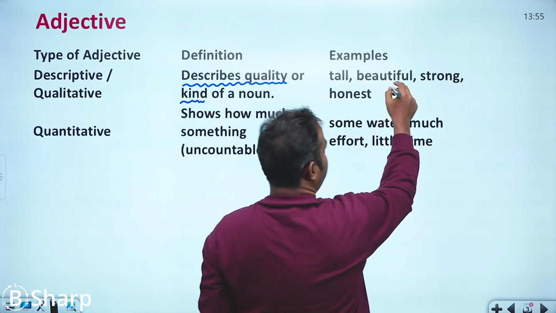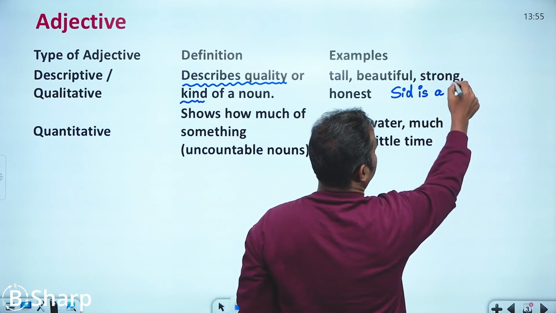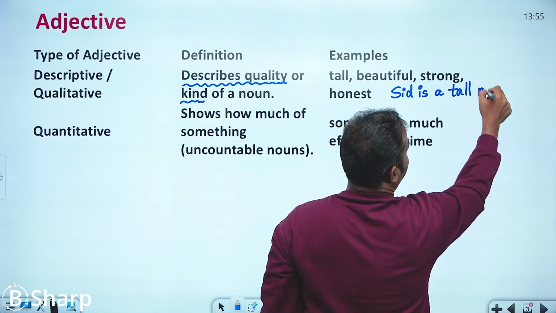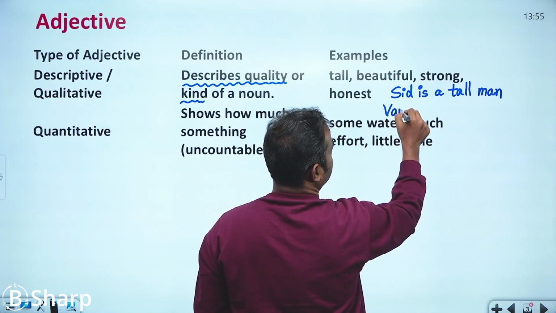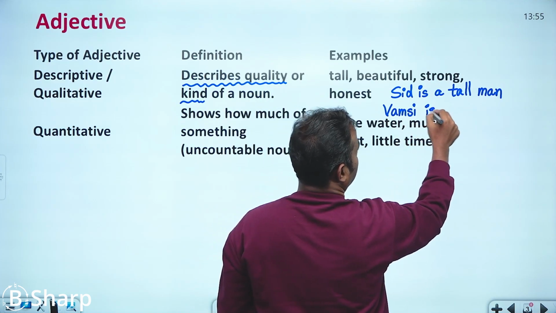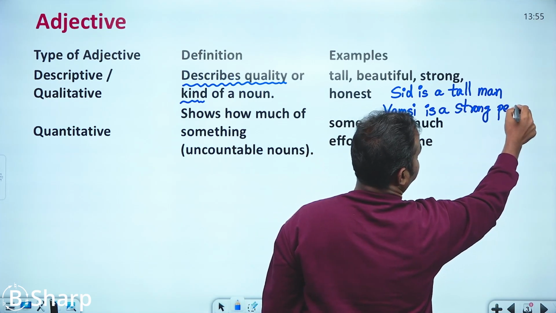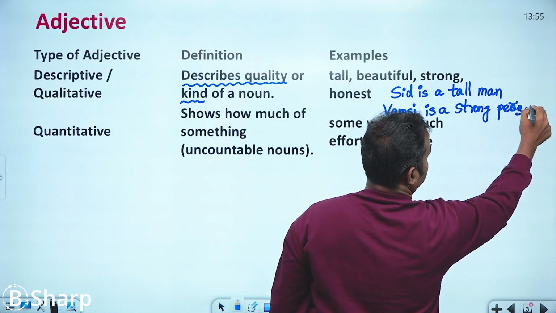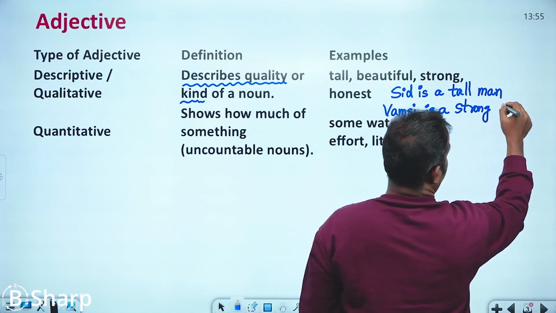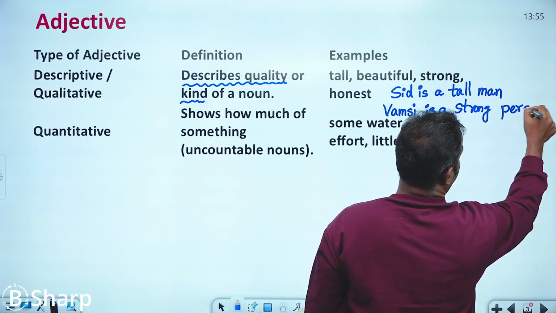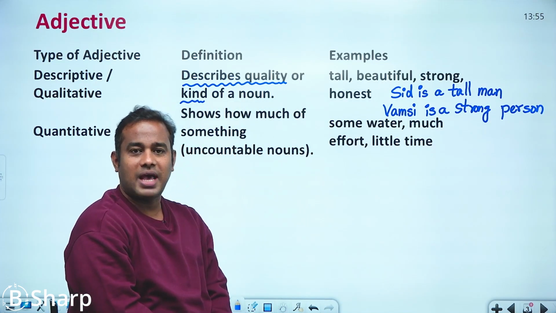Okay, so likewise I'll write here: Sid is a tall man. Likewise, you can give some more: Vamsi is a strong person. We don't have space here. Vamsi is a strong person. Anyway, likewise, like this you can have some examples.